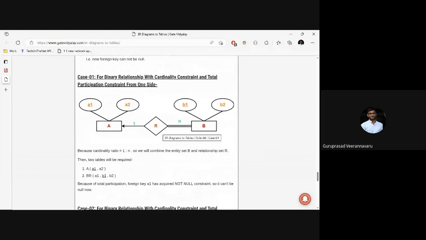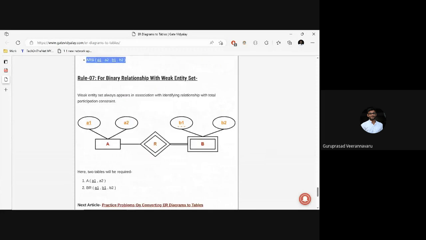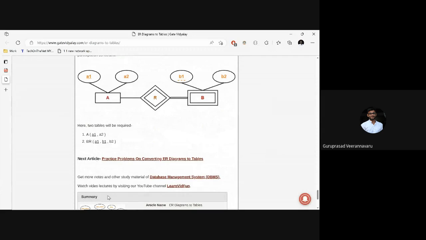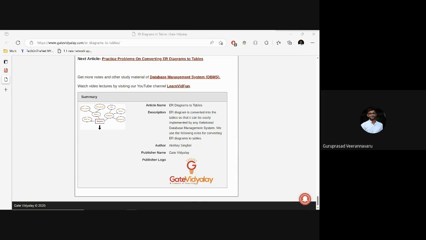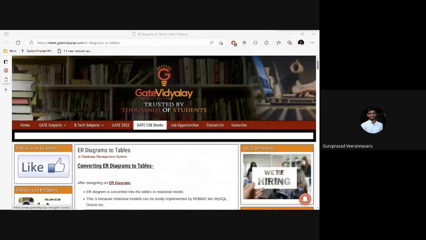Something similar, 1:n. In such a scenario, A will be independent, but B, because it needs A to exist, will have A also present in it. Okay, and A will be the foreign key in such scenarios. This much only. We'll look at certain examples to really understand it.